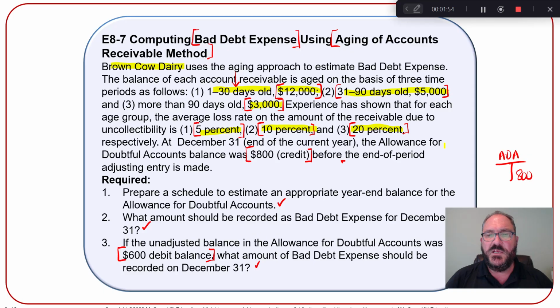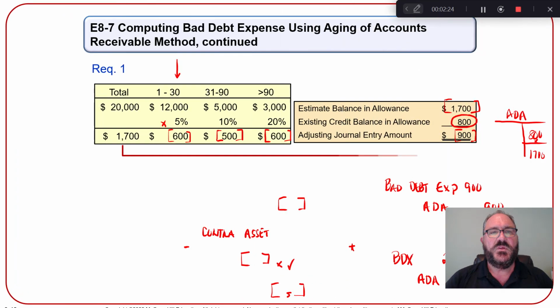And then at the end of the year, the allowance for doubtful accounts was a credit of $800. That's what this is showing right here. Now remember, the allowance for doubtful accounts is a contra asset to accounts receivable. That meant that they had $800 left in here that they didn't use, okay? So basically they had overestimated last year by $800. So they want you to go and do the year-end, all the things having to do with this. So let's take a look at how we do that, okay?